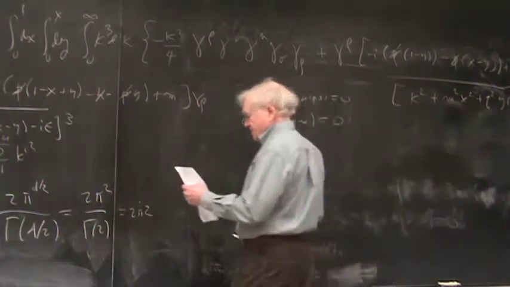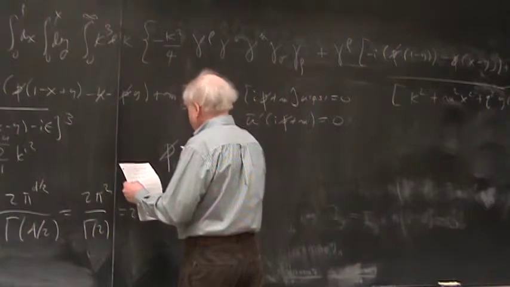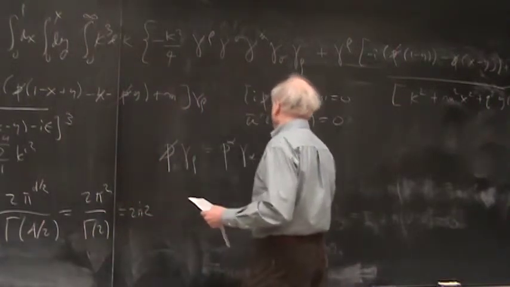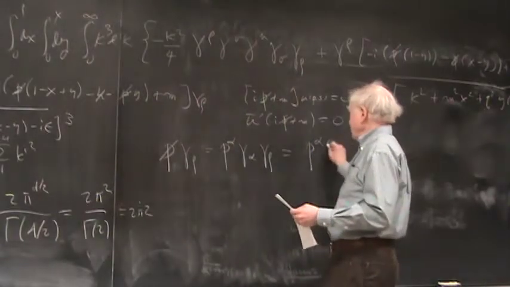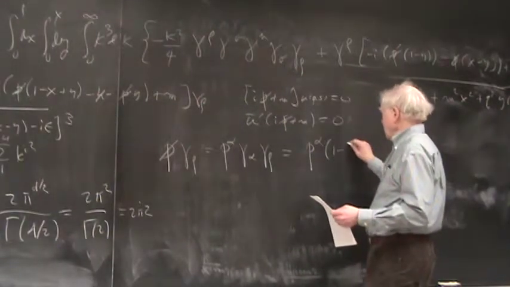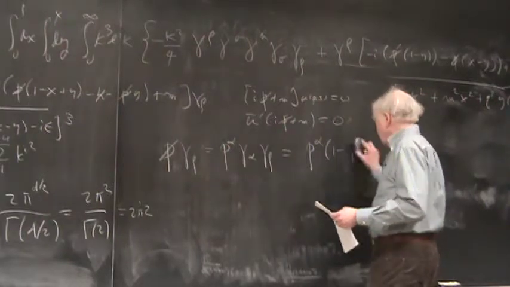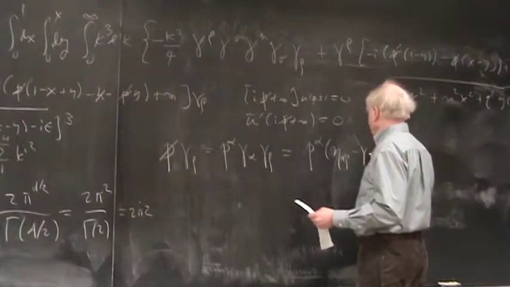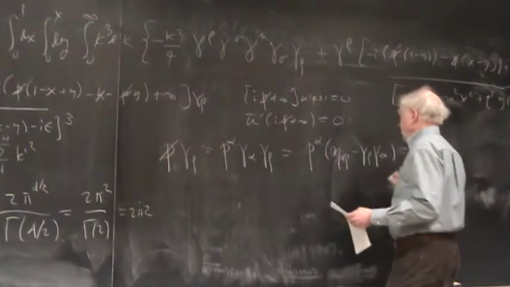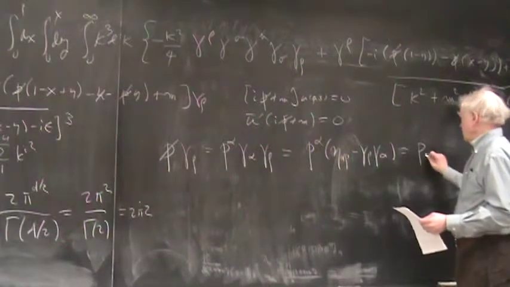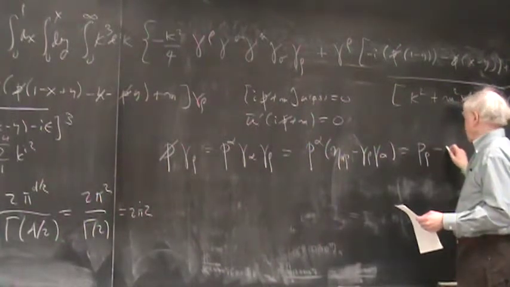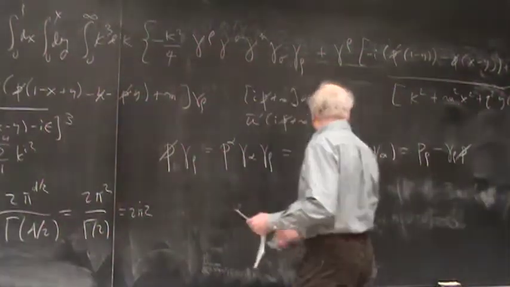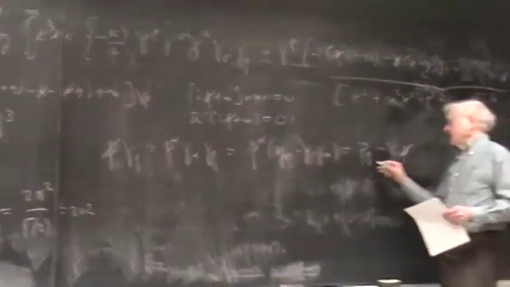The way you move things to the left and right is you say, for example, p slash gamma rho is p alpha times (eta alpha rho minus gamma rho gamma alpha), and that is p rho minus gamma rho p slash. So you can move a p slash through a gamma rho to get a minus sign and a p rho.